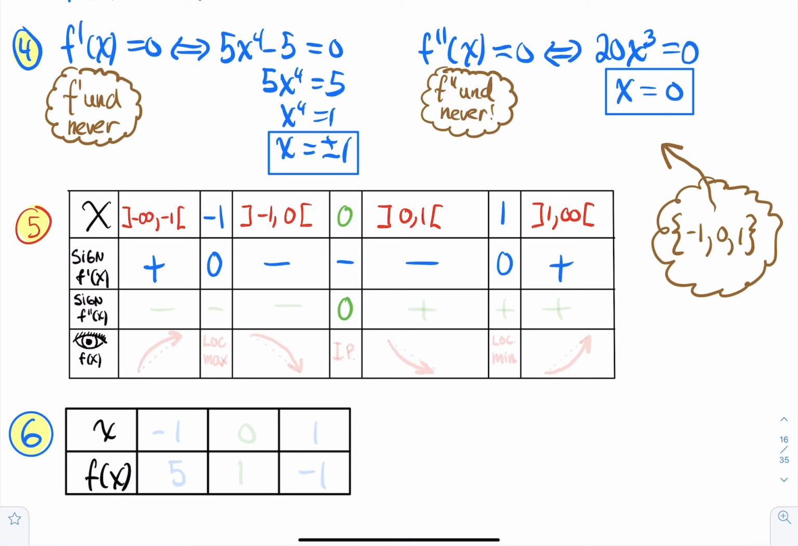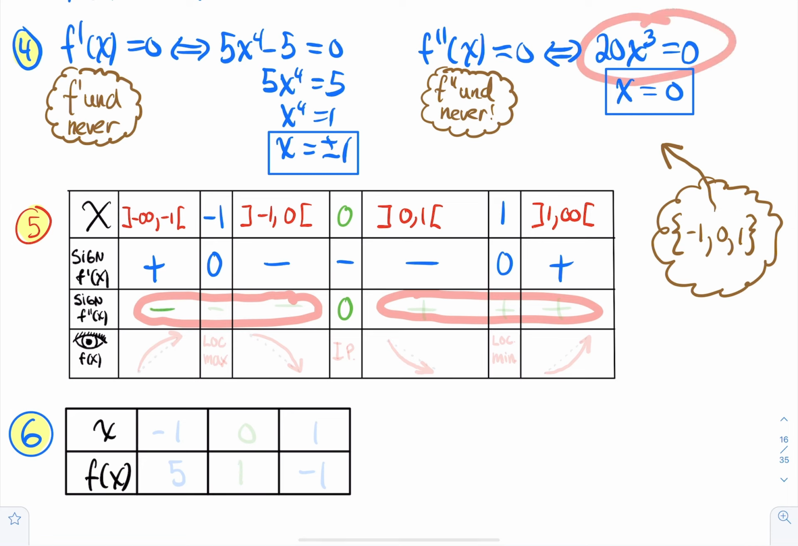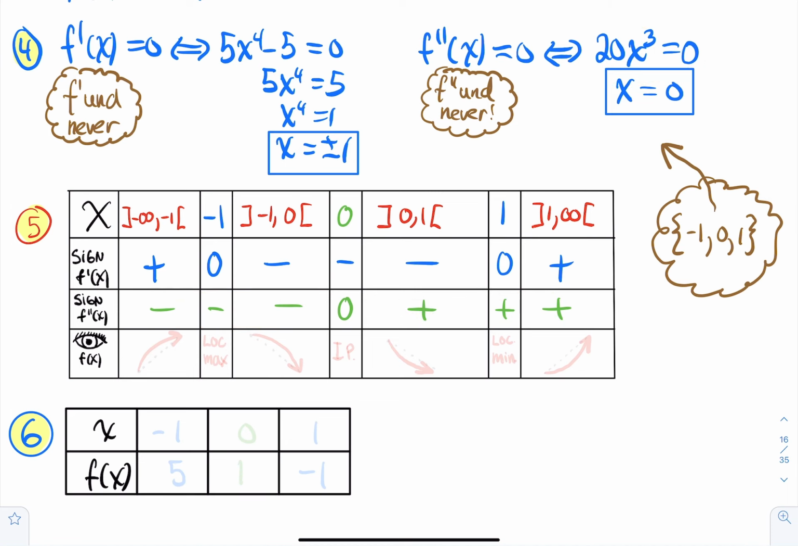So for the sign of f prime prime, I just need to do 2 evaluations, before 0 and after 0, on the function 20x cubed. If you pick a number before 0, for example, -1, -1 to the power 3 is negative times 20. It's negative everywhere. And then if you pick a number after 0, for example, 1, 1 to the power 3 times 20, that's going to be positive. Now my super sign table is filled up with the sign of f prime and the sign of f prime prime. Now it's time to do some visual interpretation for this.